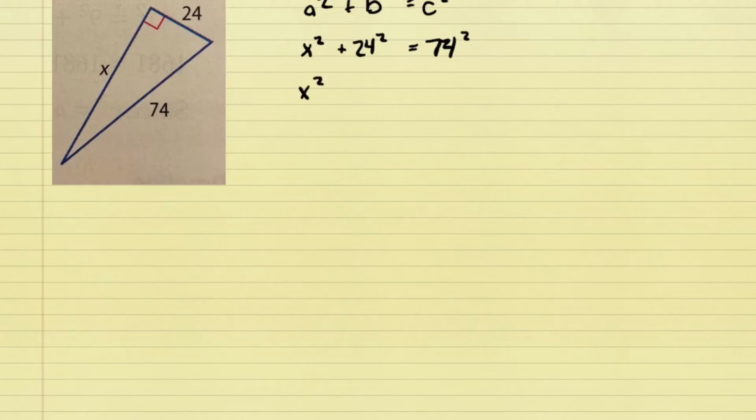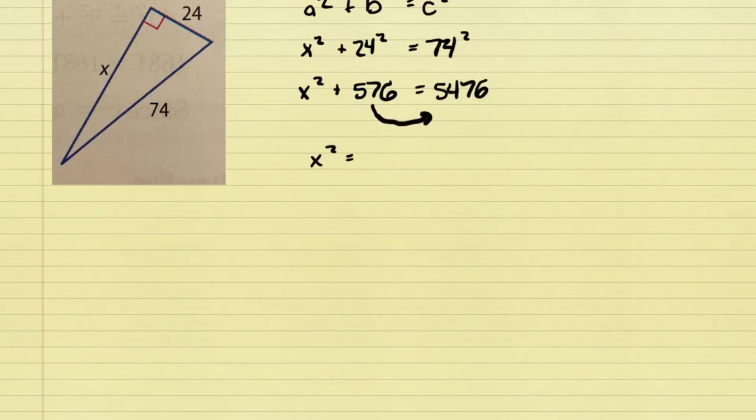So I have X squared, and now 24 squared, I think that's 576. 24 times 24, 576. And 74 times 74, that's 5,476. So again, I want you to try out some problems where you're trying the Pythagorean theorem a little bit. Now we're solving for x in this case, so I'm going to subtract the 576 across.